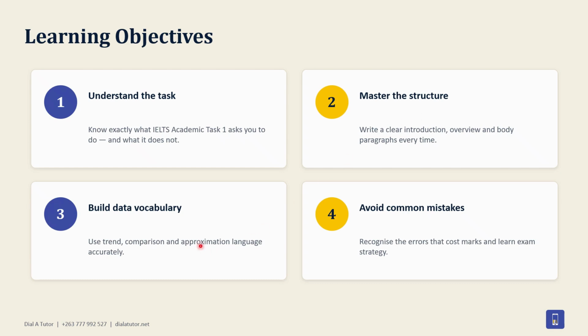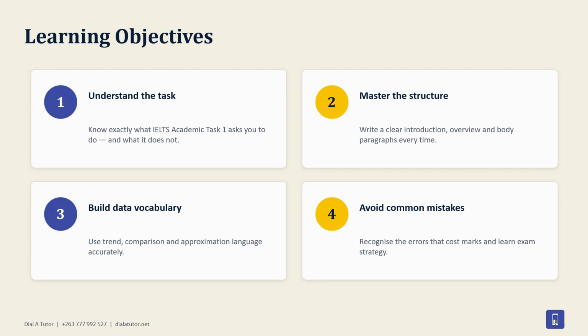Then thirdly, you build data vocabulary. You are going to be using trends, comparison, and approximate language. These are the special words we use to describe numbers going up, going down, or staying the same.